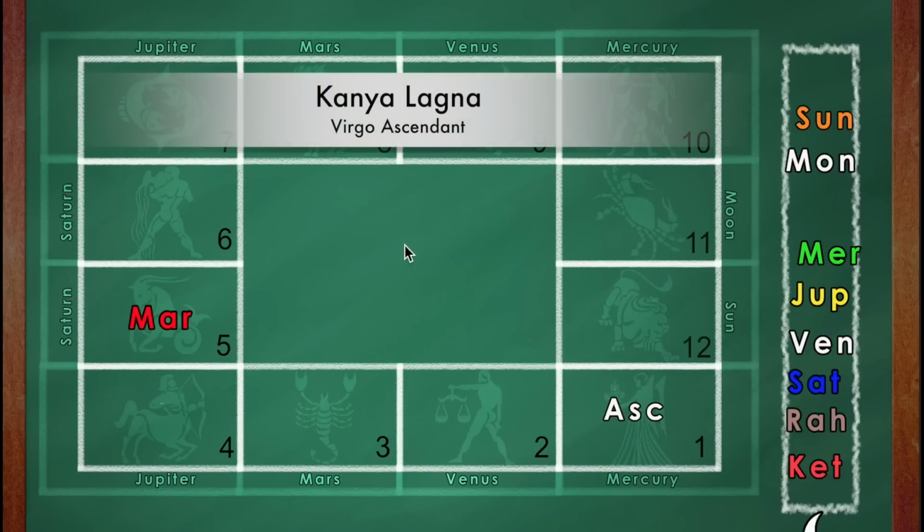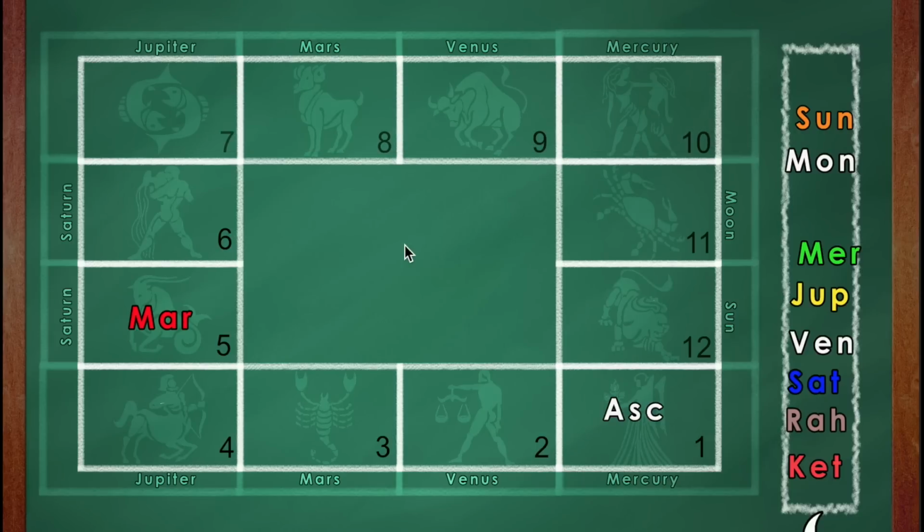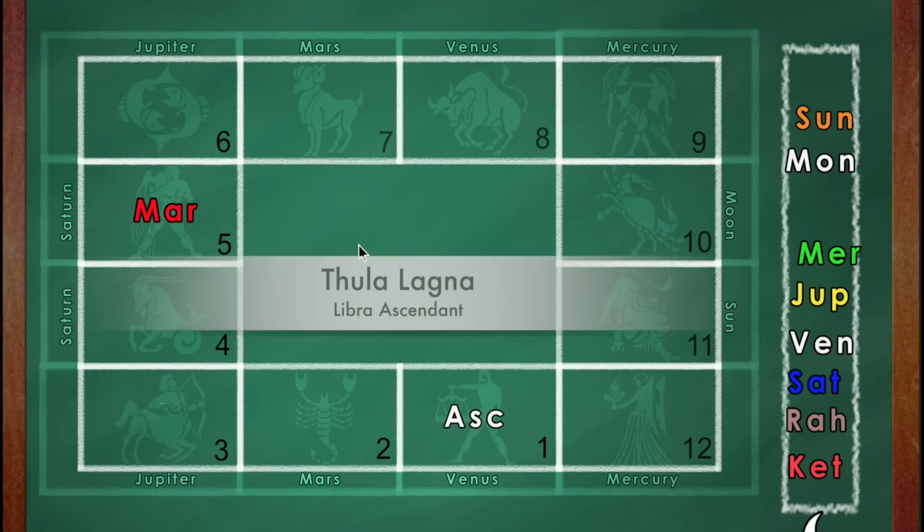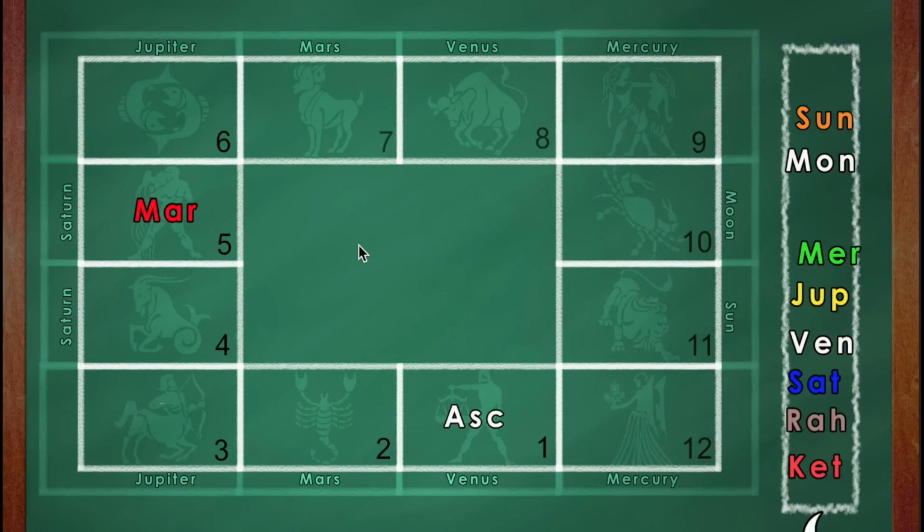This is Kanya Lagna, Virgo ascendant, and Mars in the fifth is exalted in Capricorn. And Sage Bhrigu says wonderful things about this kind of a Mars because Mars is exalted. This is Tula Lagna, Libra ascendant, and Mars in the sign of Saturn in the fifth house. Not a very good combination because Mars and Saturn never get along well, and it is not even exalted, and therefore you can find more of the negative side of this kind of a Mars.